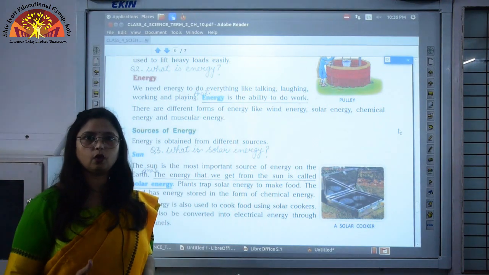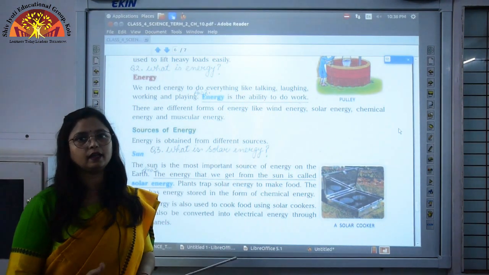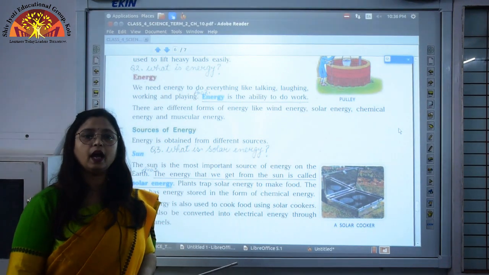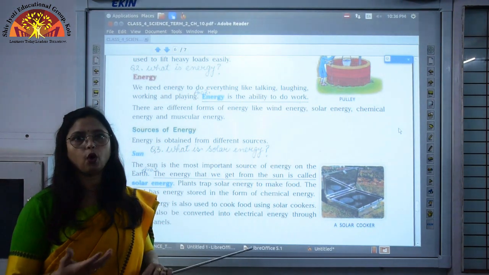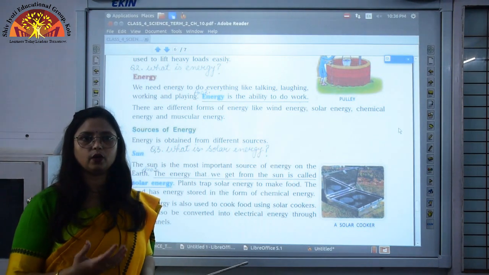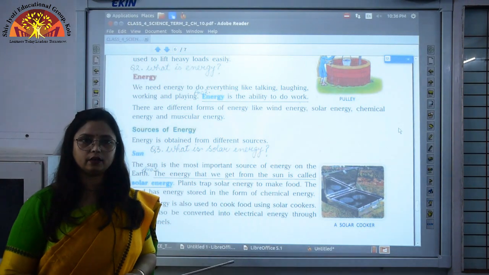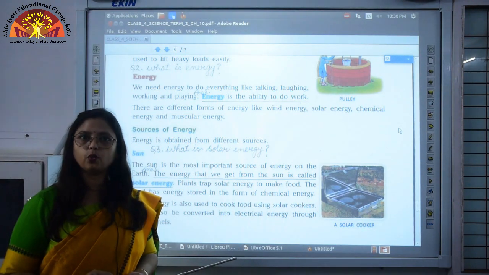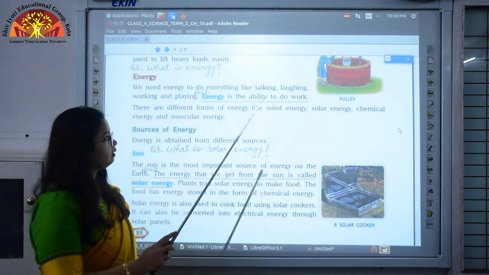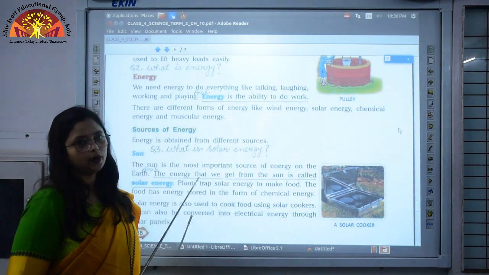So children, in your lower classes and in your previous chapter also you have been studying that we need food to get energy, and why do we need energy? To do all our work. So all the works, whether you are talking, you are laughing, you are sitting, you are standing, you are moving, all the works need energy. So the ability to do work is called energy, and there are different forms of energy. So we will discuss each of these one by one now.